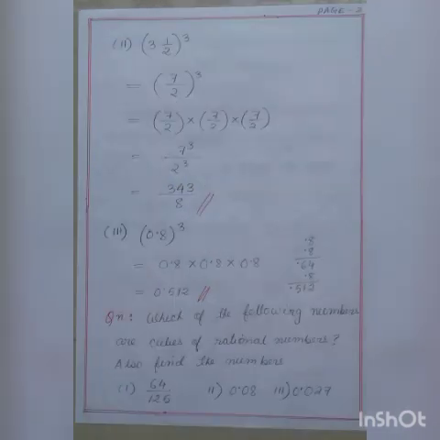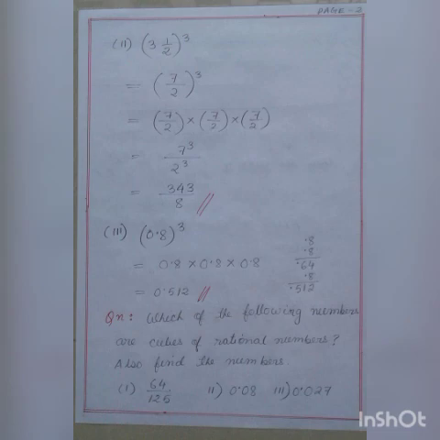Number 2 is 3 and a half to the power cube. 3 and a half is a mixed fraction. If we convert it to an improper fraction, it will be 7 by 2. 7 by 2 to the power 3 is equal to 7 by 2 into 7 by 2 into 7 by 2, is equal to 7 cube divided by 2 cube, which is equal to 343 divided by 8.